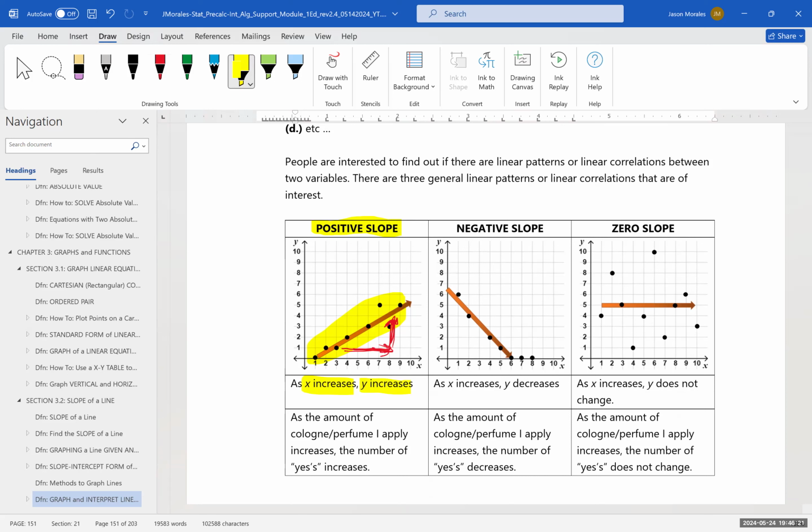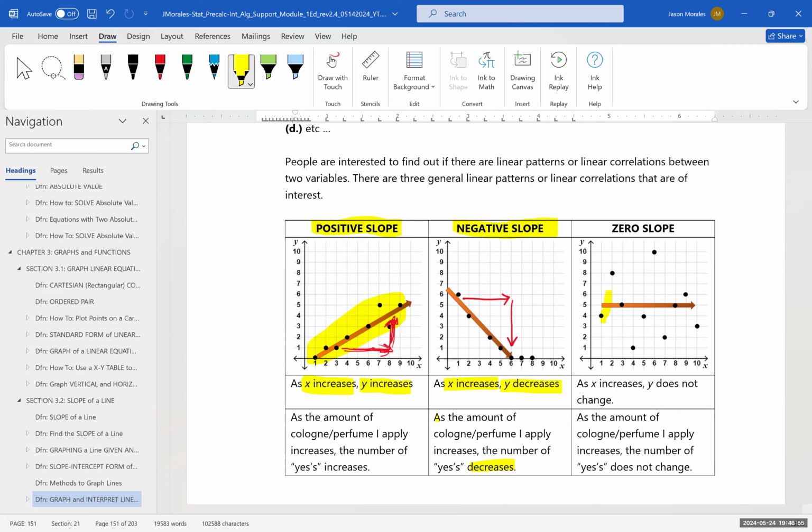Or we can have what's called a negative slope. So here we can see collected data points going down and to the right. As we saw, that's called a negative slope. So as x increases, though, y decreases. So as x gets larger, y gets smaller. And so that relationship would look like this. So as the amount of cologne or perfume I apply increases, the number of yeses goes down.